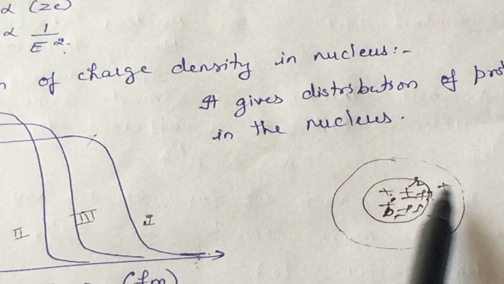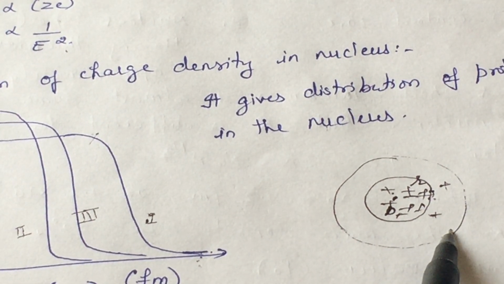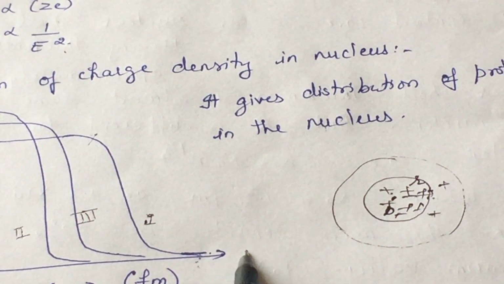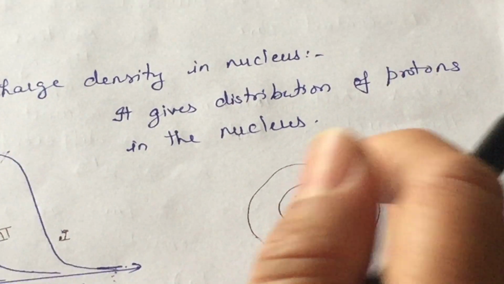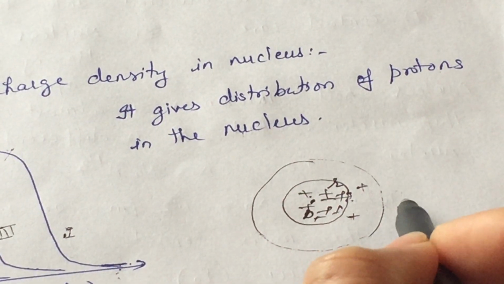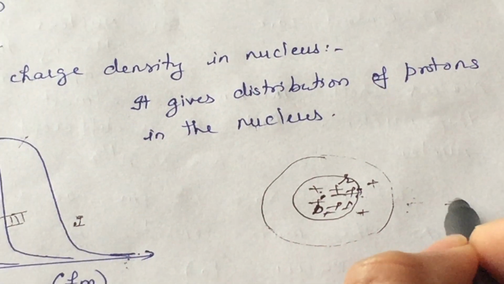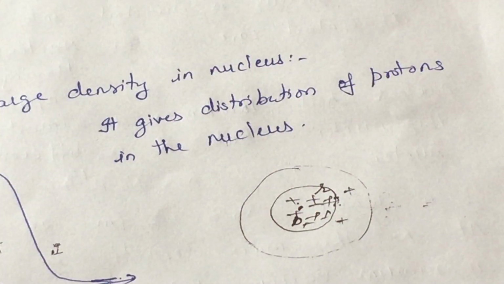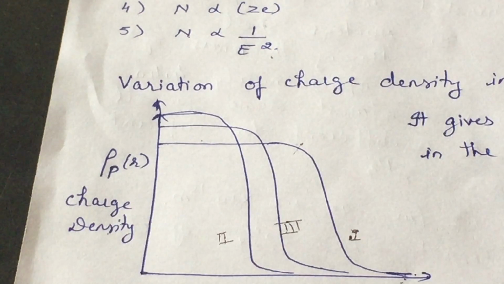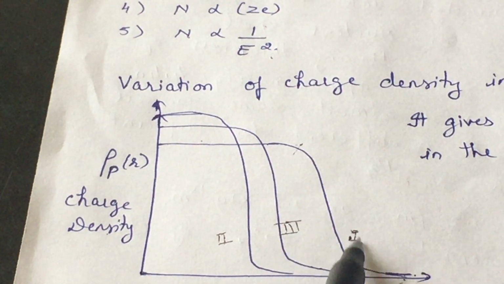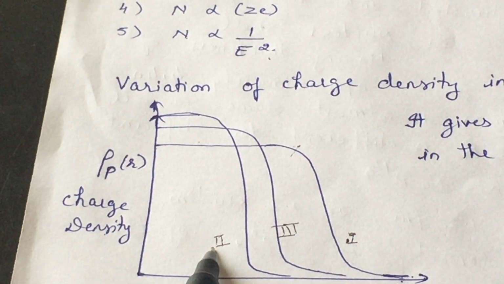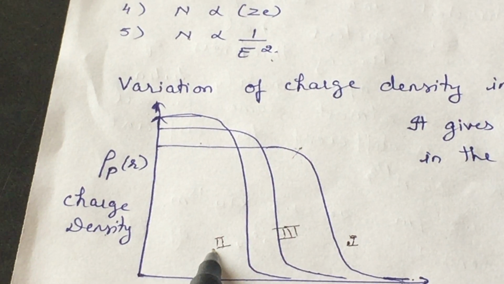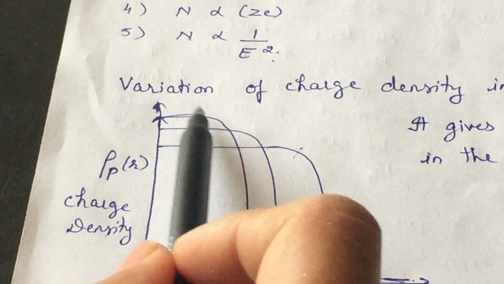But there is no sharp boundary of this nucleus, because the charge density can be present at infinity. It means there may be a proton here, there may be a proton here, there may be a proton here. This is the overall representation of this graph. If we take some lighter particles, let us consider this is our oxygen element. This space is very small.